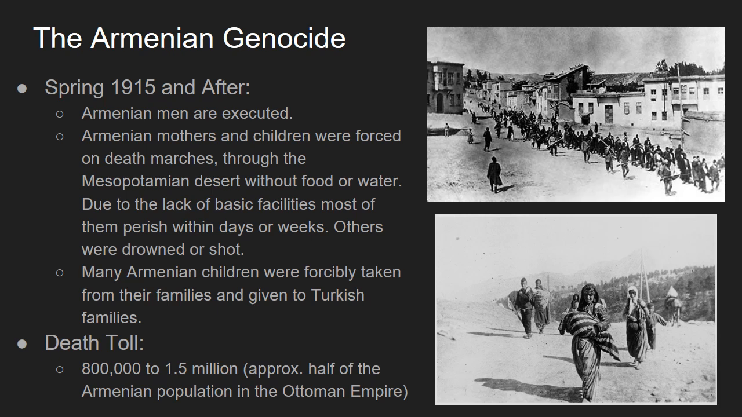Also at this time, many Armenian children are forcibly separated from their families, specifically infants and toddlers are separated from their families and given to Turkish families, who would raise them to speak Turkish and to follow Islam, basically erasing their culture. In total, the death toll from this genocide is 800,000 to 1.5 million. This was approximately half the population of Armenia in the Ottoman Empire.